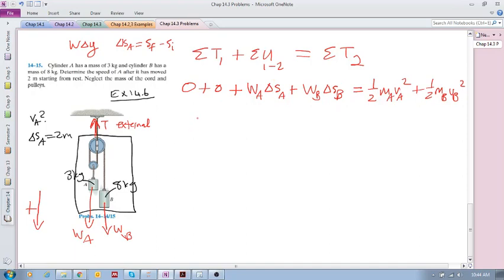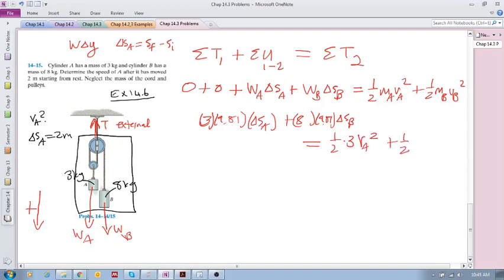Weight of A is simply 3 times 9.81 times delta SA, and then we have 8 times 9.81 delta SB equals half of 3, that's the mass of A, times the velocity of A squared, plus half of M, that's 8, and we have VB squared. By the way, this is all at state 2, and all of this is at state 1.